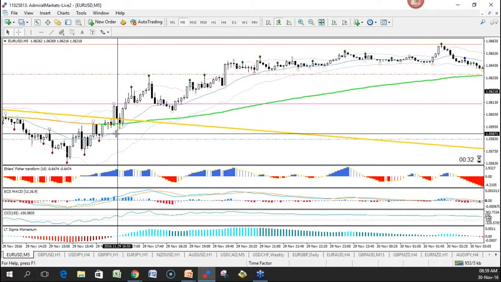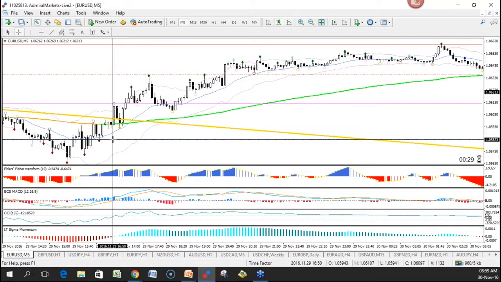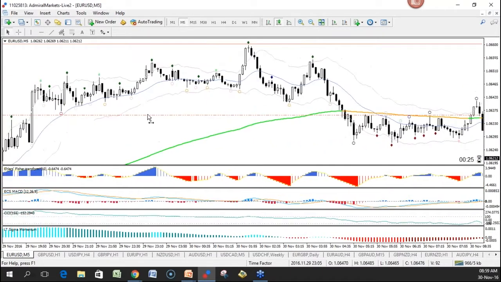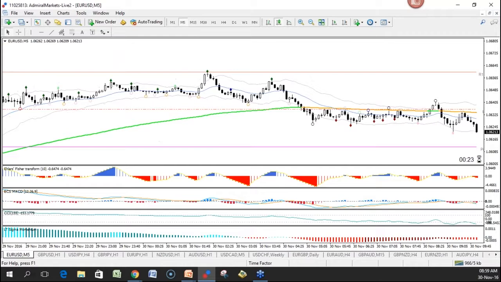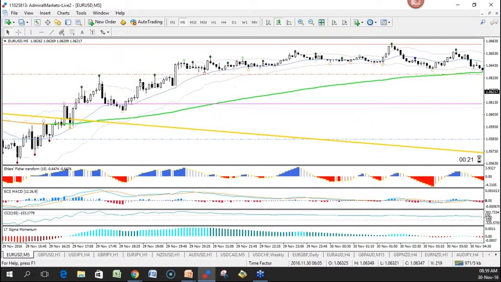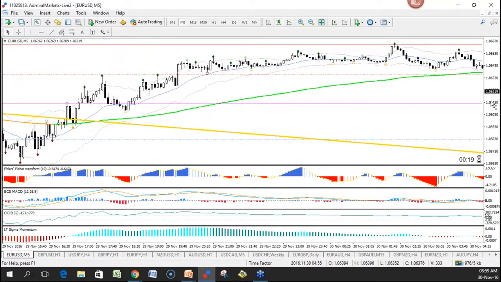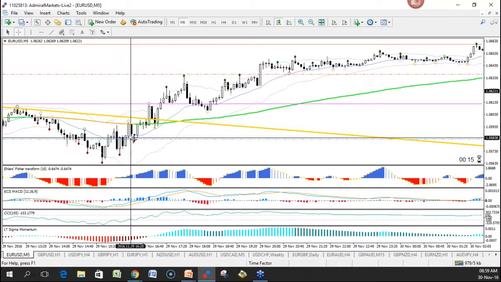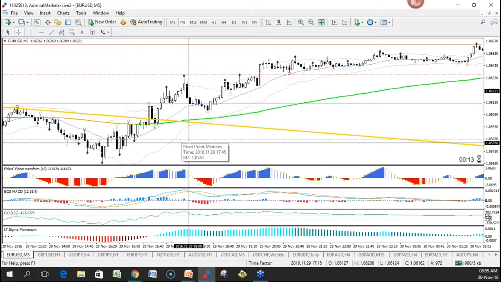Stop loss, well, the best one would have been probably below this mid pivot point right here. I can't see the mid zero, I think it is. But it could have been even below this fractal, but I think that here would have been probably the best.